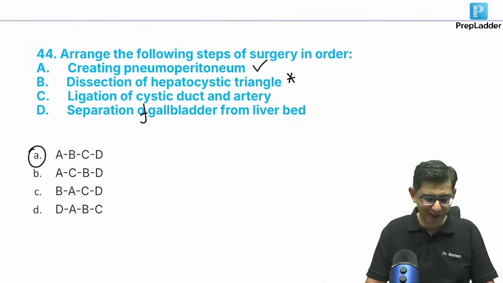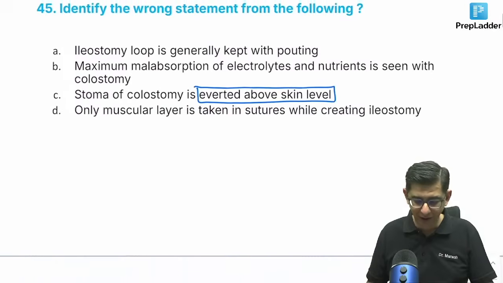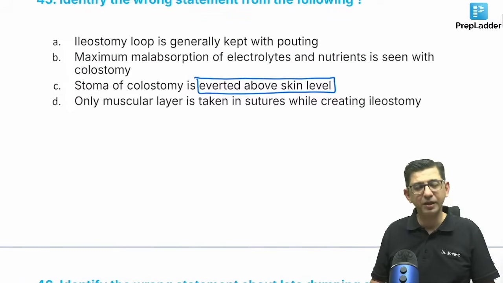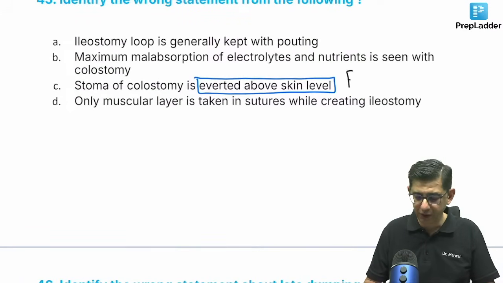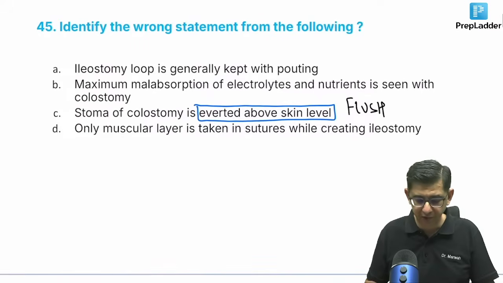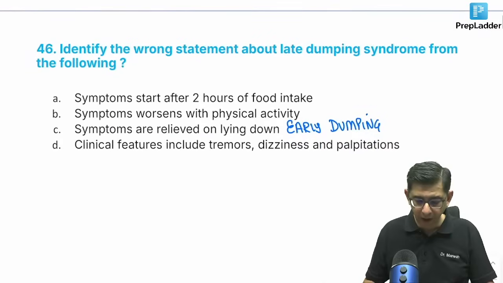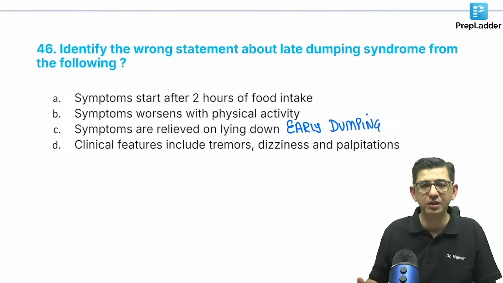So for this, I think we just needed presence of mind. No special surgery studies were required. Then is a wrong statement. We have a colostomy that is going to be flush, and here the colostomy is mentioned as everted above the skin level, which is why the answer for the wrong statement will turn out to be option number C.